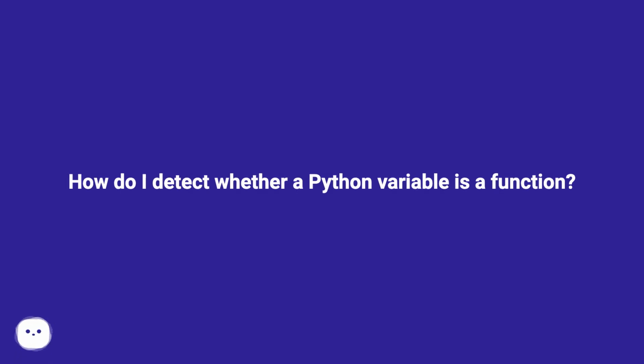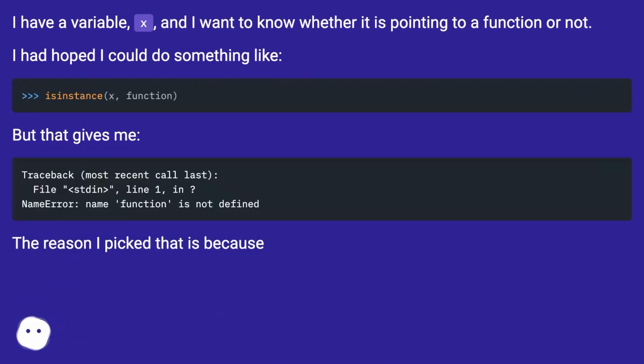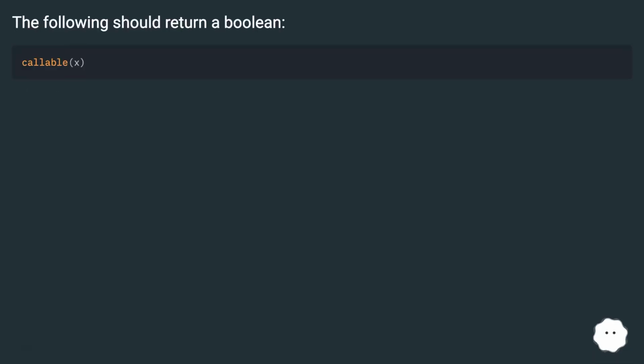How do I detect whether a Python variable is a function? I have a variable, x, and I want to know whether it is pointing to a function or not. I had hoped I could do something like, but that gives me. The reason I picked that is because the following should return a Boolean.